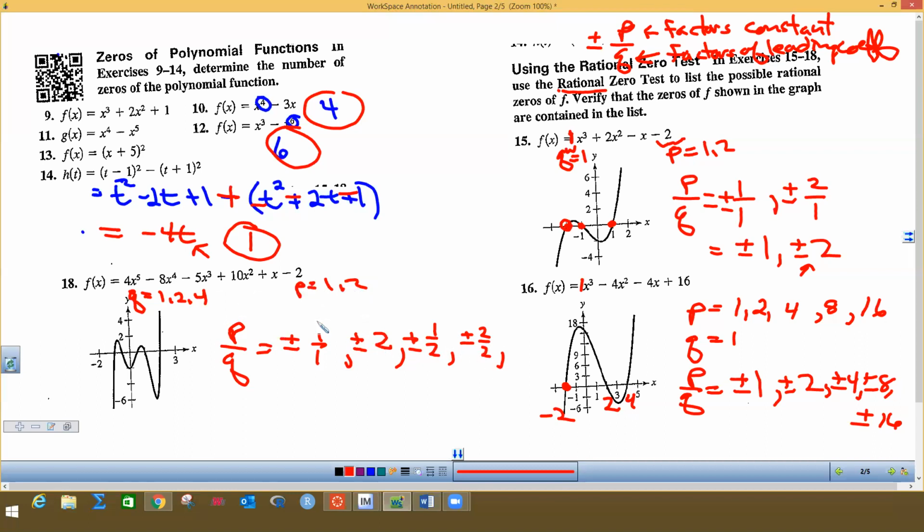And then positive, negative, this 1 over 4. And positive, negative, this 2 over 4, which reduces to 1/2. Now, if you look, we got some that repeat here. Because this number right here is 1, and this is 1/2. We don't have to write down the repeating ones. So my possible rational roots are positive, negative 1, positive, negative 2, positive, negative 1/2, and positive, negative 1/4.